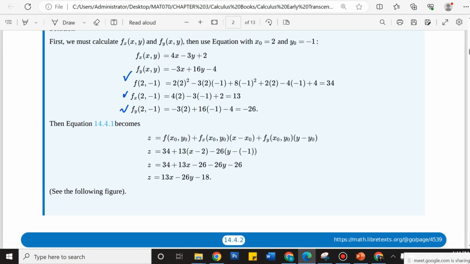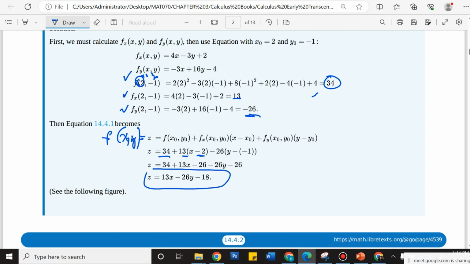So, after ninyo makuha ang pag-substitute class, remember si z ganina, this is equal to f of x, y. So, z is equal to f of x sub o, y sub o, which is, ang result, 34. Dayon 13 for x, x minus 2. Ang 2 gikan gihapon ni dire. And 26 times y minus negative 1. And this is your equation. Okay?